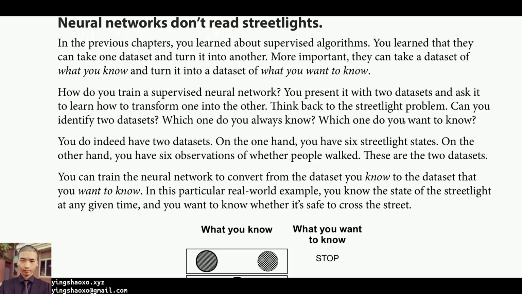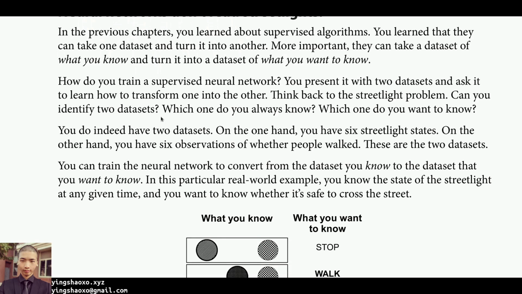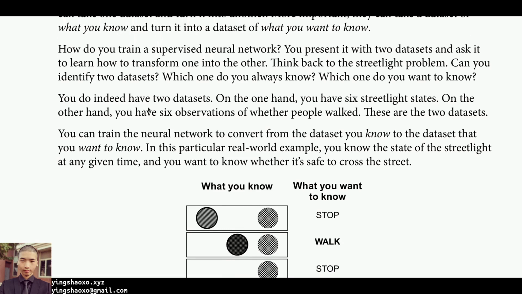Think back to the streetlight problem. Can you identify 2 datasets? Which one do you always know? Which one do you want to know? You do indeed have 2 datasets. On the one hand, you have 6 streetlight states. On the other hand, you have 6 observations of whether people walked. There are the 2 datasets.